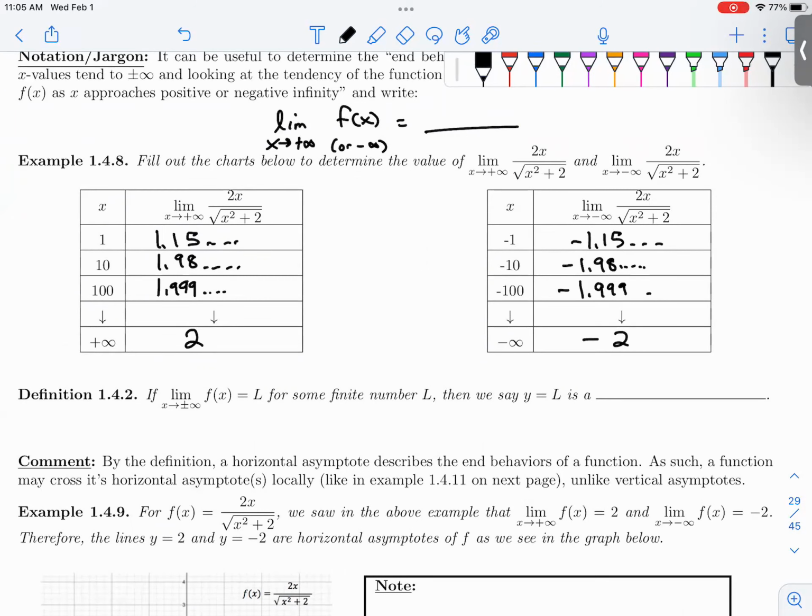So if the limit as x approaches positive infinity or negative infinity of f(x) equals L, for some number L, we say that y equals L. That horizontal line y equals L is a horizontal asymptote.